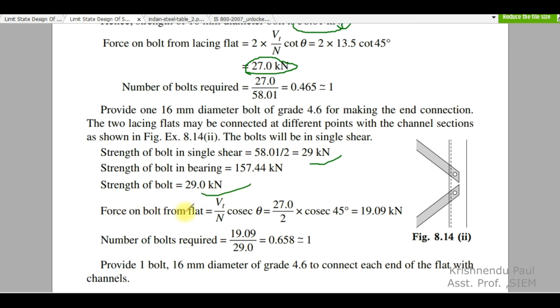So the force on the bolt from the flat is Vt by n cosec theta. You can see the design step 17, so it is 19.09 kilonewton again. So the number of bolts required, 19.09. You see the strength is 29 and the force is coming 19, so only one bolt will be sufficient.